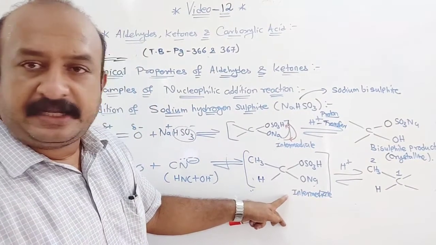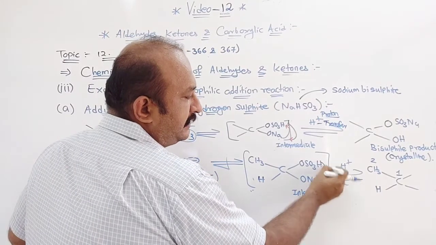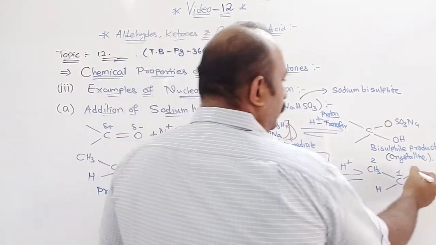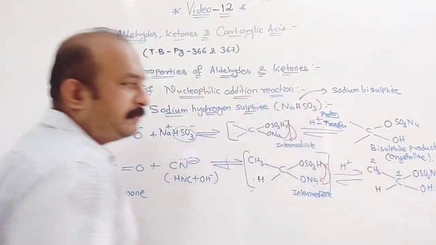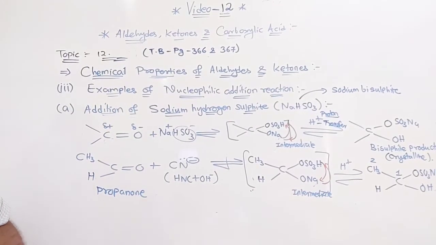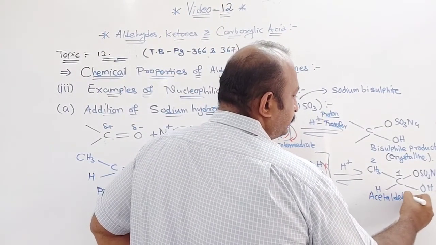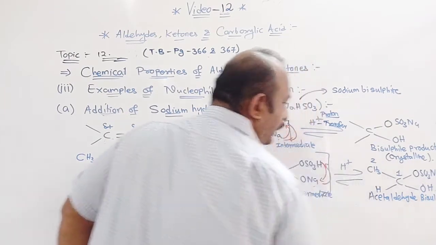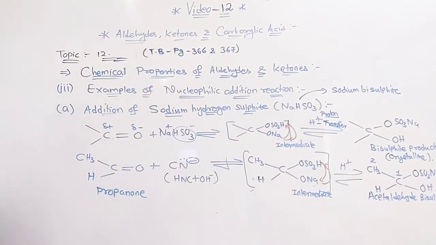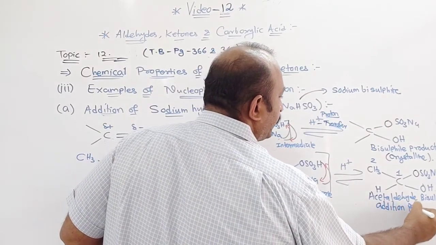So it gets attached, you will get an intermediate which on proton transfer, I explain how to transfer the proton. You can write H here and Na here. So you will see here OSO3 Na and here OH. Okay, so this is the part we got in this case, and if you want you can write the name of this as acetaldehyde bisulfide. Okay, a bisulfide product you can write if you want. Acetaldehyde bisulfide addition product.